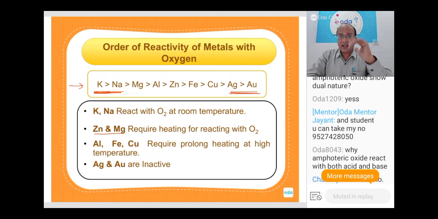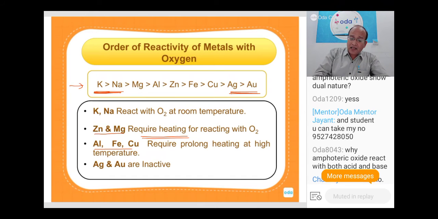And zinc and magnesium do not react immediately. You have to burn them. They require heating. Okay? Heating is required for zinc and magnesium. Magnesium you have seen in your Diwali celebration. You people burn those fuljadis or light. You have to heat it, then only it starts burning. It is made up of magnesium. So magnesium requires heating. It is a little less reactive.